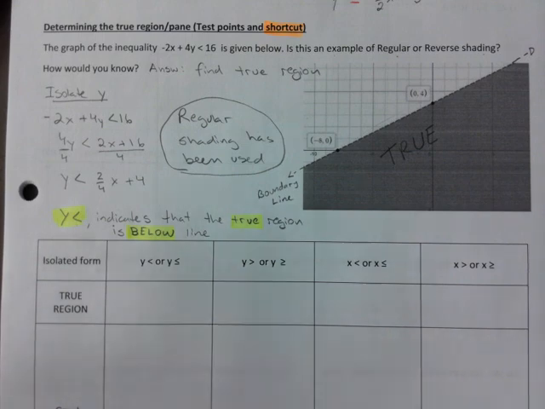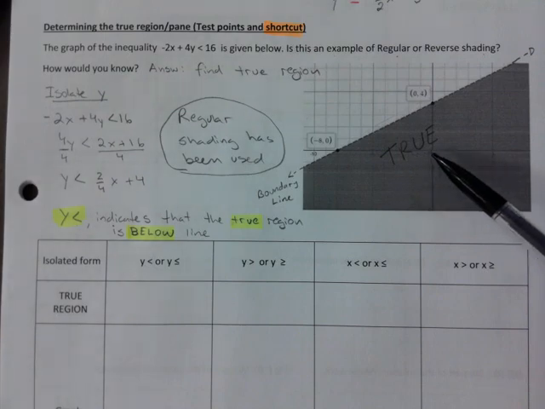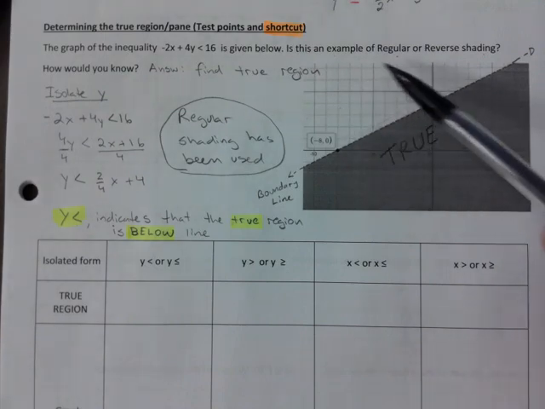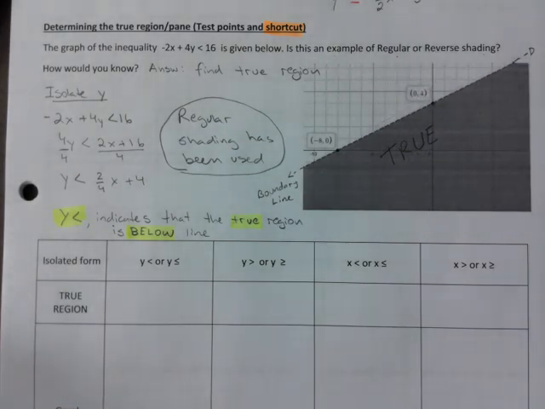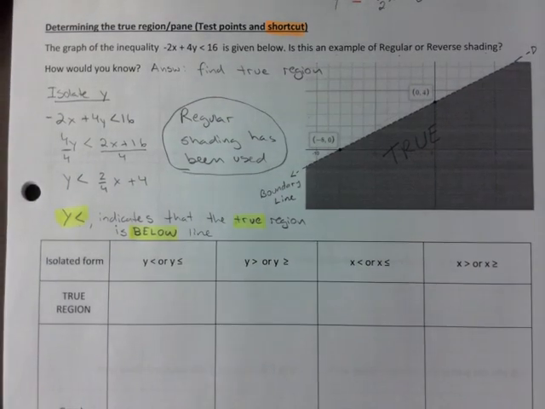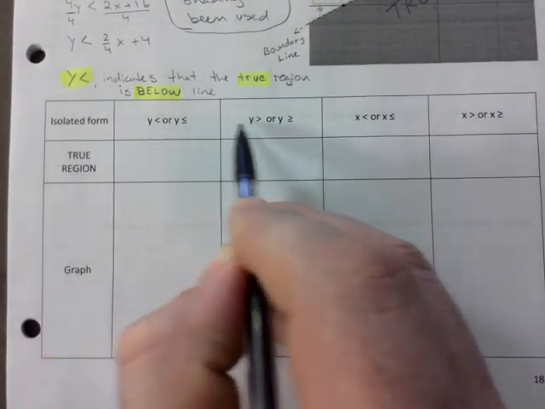Okay. On the other hand, if this pane had been shaded, which is our false region, reverse shading would have been used. So I'm going to give you the shortcut. I'm going to give you this little table here to determine where to shade. The key is to always have it in an isolated form.